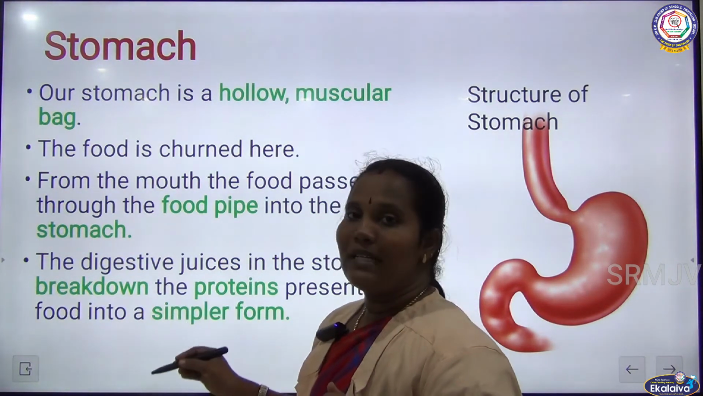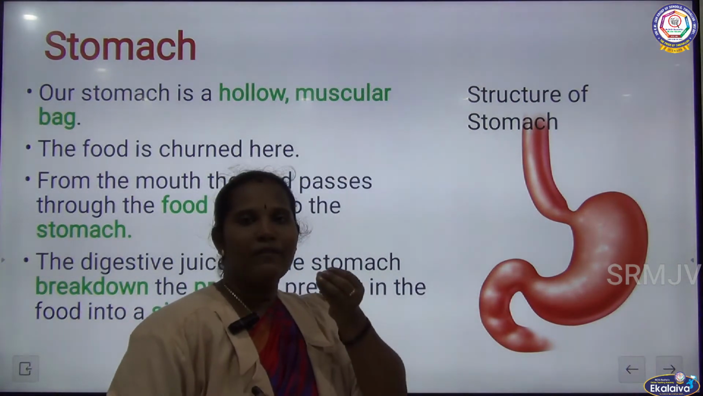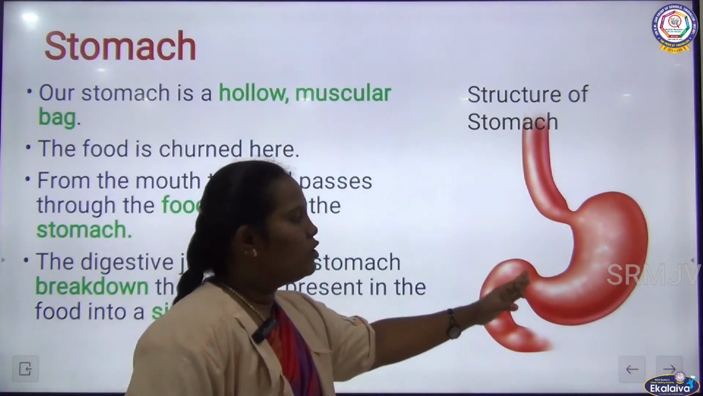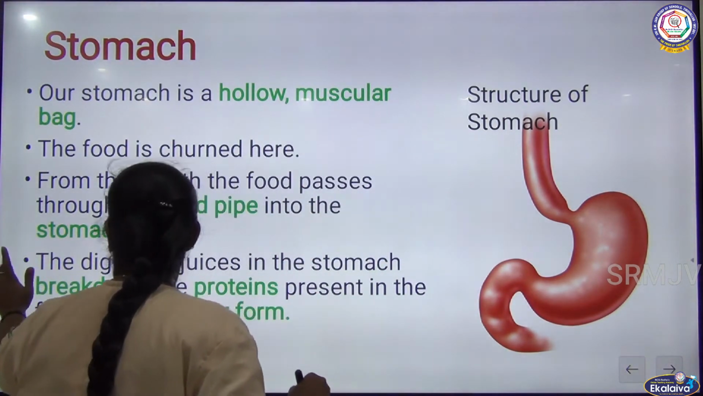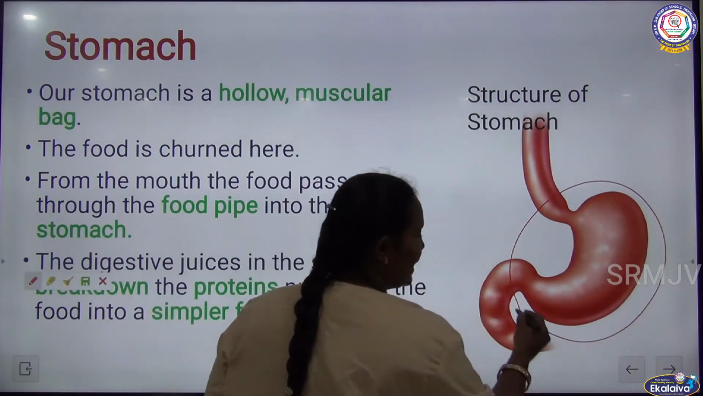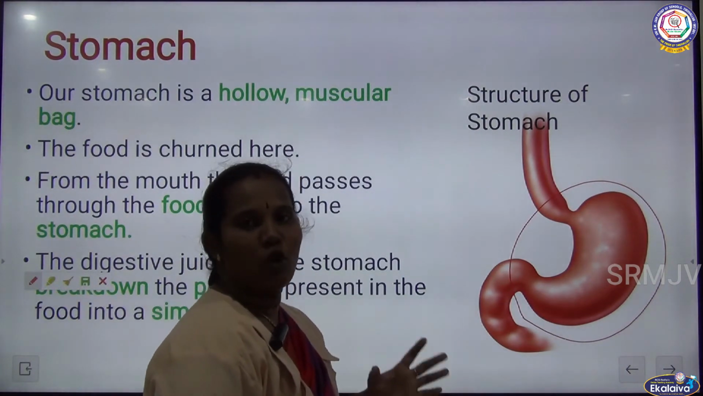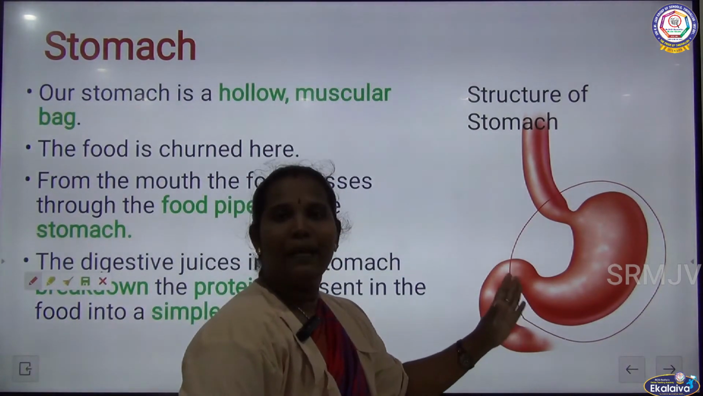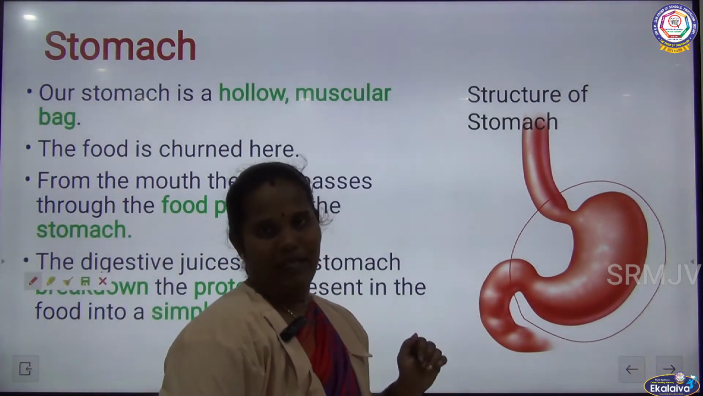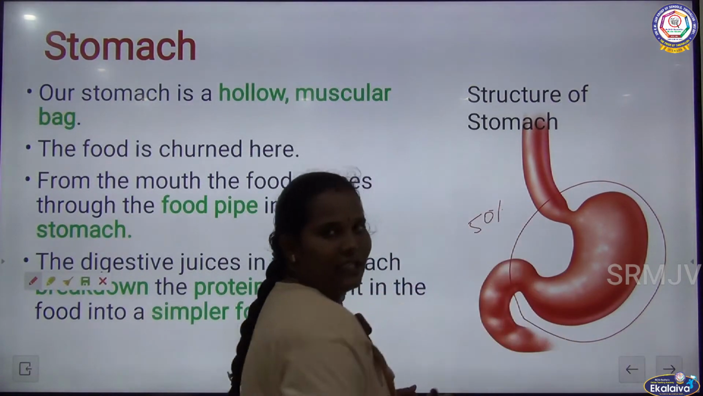Then next one is the stomach. Already I told, if we put the food, after that it travels through the esophagus, the food pipe, then it is stored in the stomach. It is called the stomach. See, the stomach means it is a hollow muscular bag. It is also called the temporary food bag, because the food is stored here temporarily, and 50% of digestion takes place in the stomach.